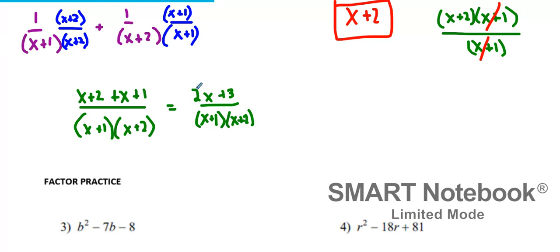So there, that's your final answer. I can't reduce it down. This is really kind of in parentheses also. So there's 3 different factors.